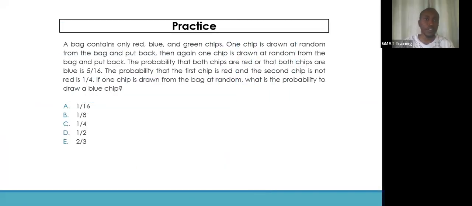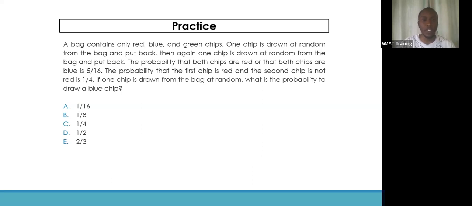Let's have a next question that is a bit harder compared to the previous question. So pause the video, give it a try, then we can do this question together. We have a bag that contains only red, blue, and green chips. One chip is drawn at random from the bag and put back. Then again, one chip is drawn at random from the bag and put back.